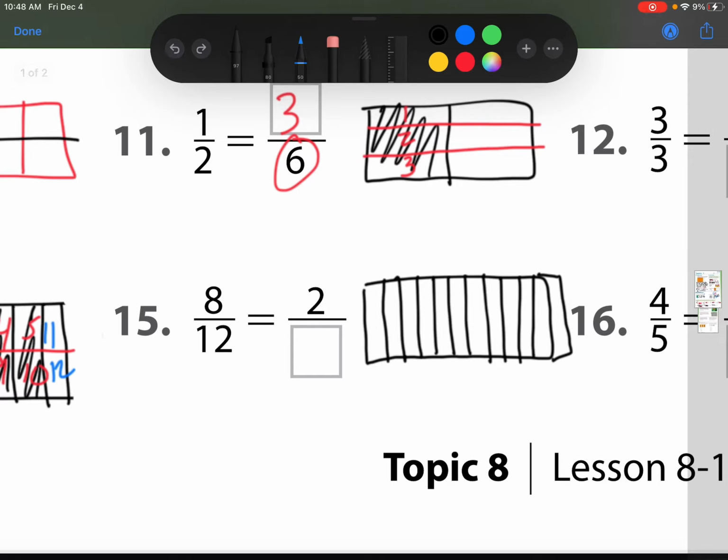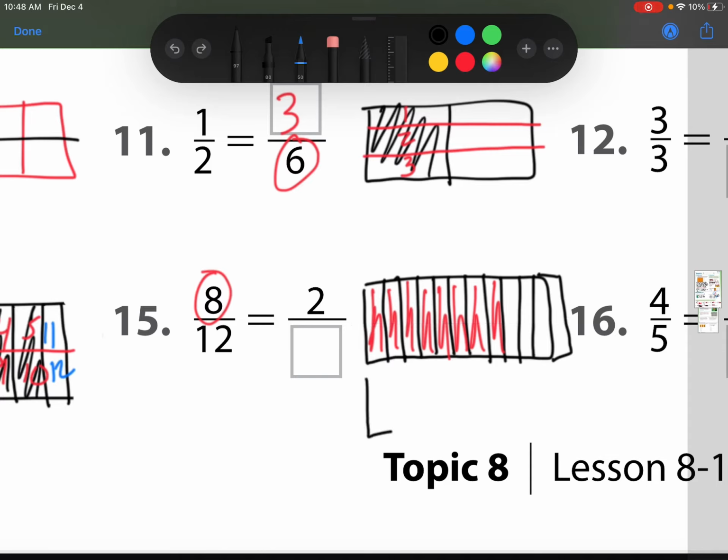And we need to shade in how many? We need to shade in 8. So 1, 2, 3, 4, 5, 6, 7, 8. Now, this one's hard because we have to have it so it's just 2 shaded in. So if you're going to a smaller number, we can't split it up like this. Because then what do we notice? We've made a number bigger instead of getting it down to 2.